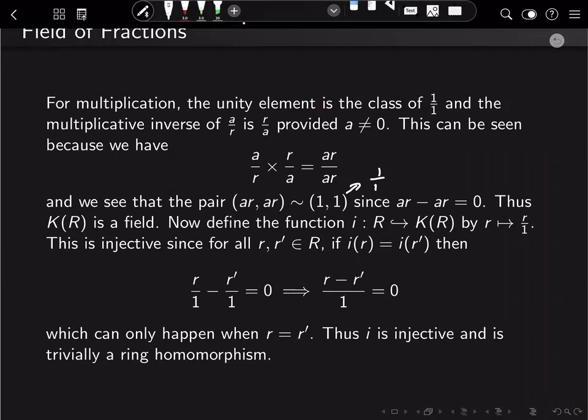So it indeed shows us that this is the case, because if we recall, we're actually looking at ar times 1 minus ar times 1. That's equal to just ar minus ar, which is equal to 0. So therefore, the pair ar, comma ar, or the fraction ar over ar, this equivalence class is actually the equivalence class of 1 over 1.